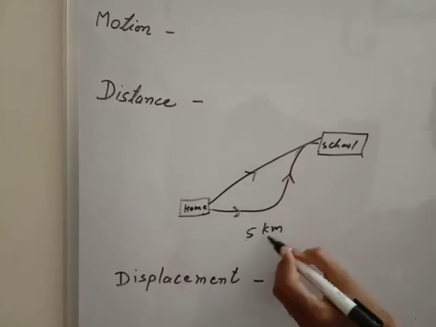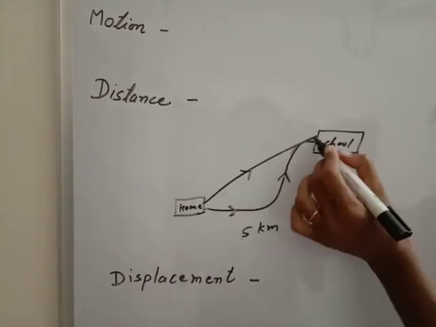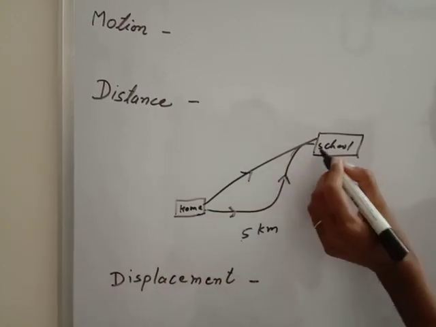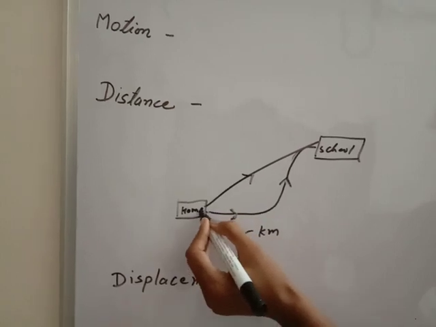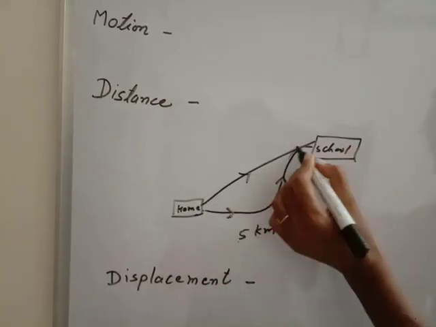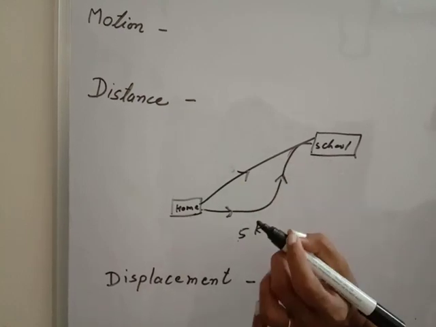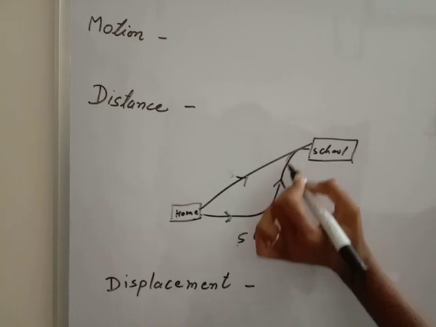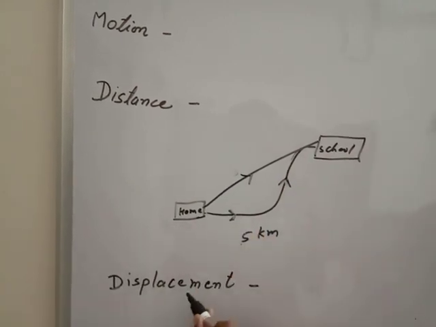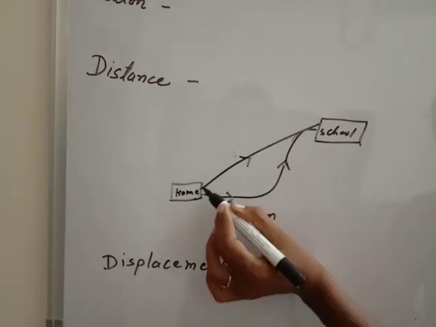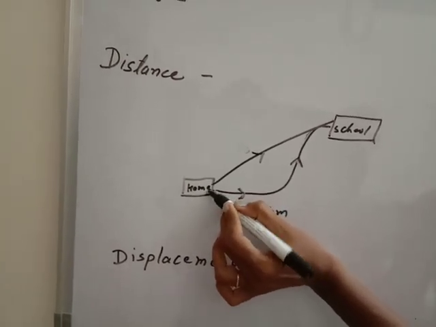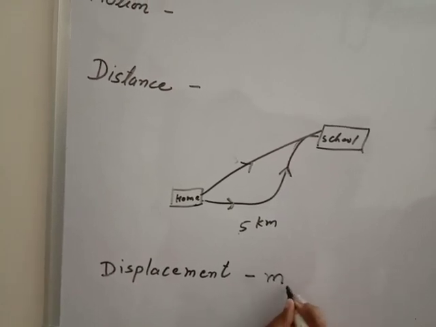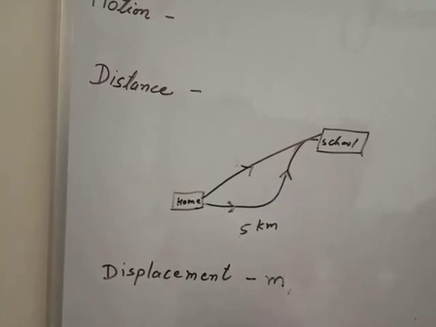So it will obviously be less than 5 kilometers because shortest distance means a straight line joining this, which is called the initial point, and this, which is called the final point. So from initial point to final point, that distance, it may be 3 kilometers or whatever it is. Okay, but it must be smaller than distance because here we are going like this. So what is displacement? Displacement means the shortest distance from initial position to final position. Its SI unit is also meter. And when we are measuring the distance, we are taking kilometer for that.